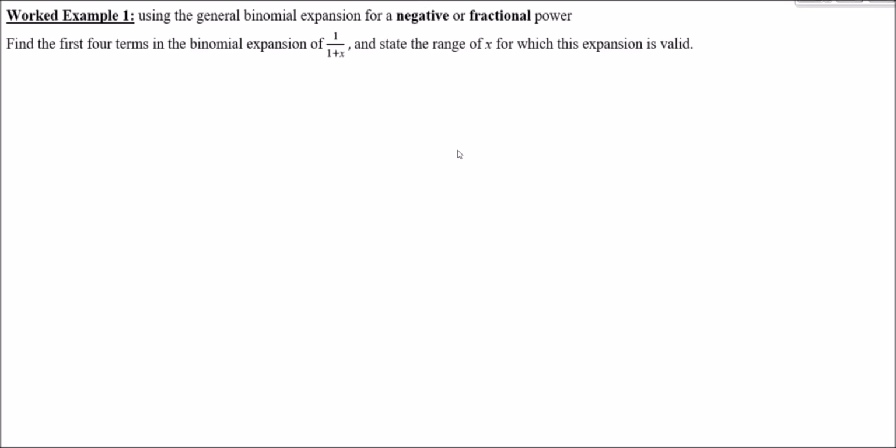So first worked example. Find the first 4 terms in the binomial expansion of 1 over (1 + x), and state the range of x for which this expansion is valid. Well, for this worked example, I think it's worth reminding you again that the formula is given to you, so you don't need to worry too much about remembering it. It's just a case of knowing how to apply it. So here's the formula as taken from the formula book kindly provided by Edexcel.